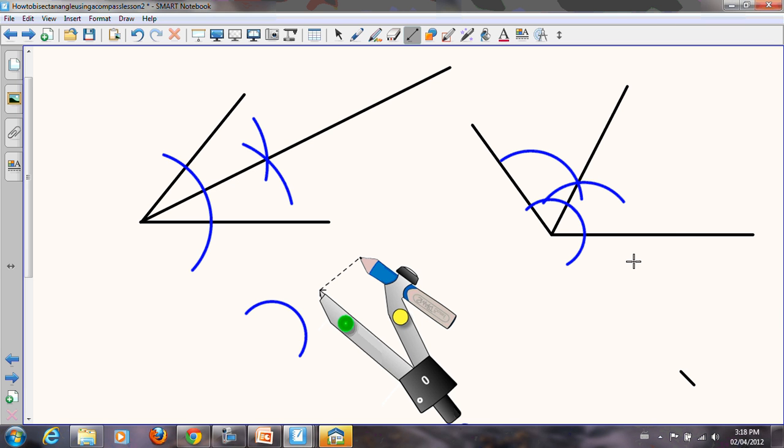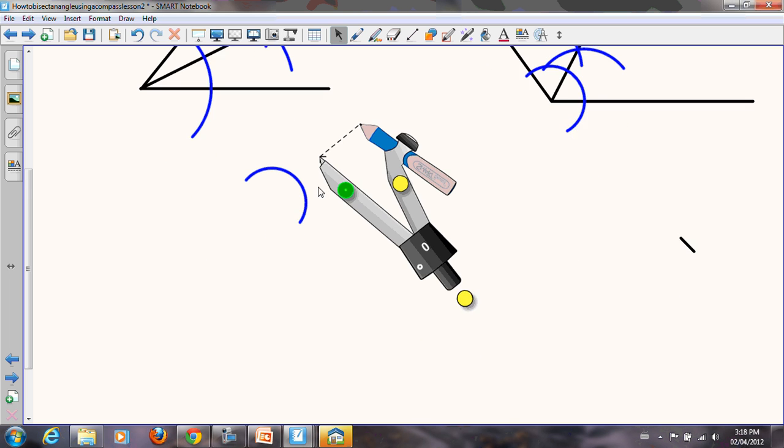So that works for just about any angle. There's always two steps. Number one, you've got to make an arc right here going across. Then the second step is to draw one from there, going across there, from there, going across there, and then you can just make a perfectly good line.